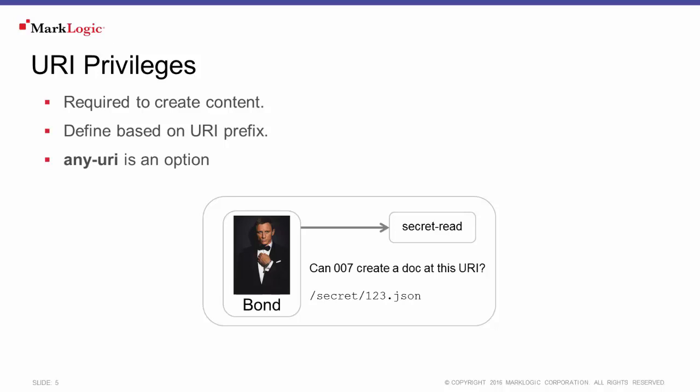Now, this concept of URI privileges can be applied across different industries. For example, in financial services, you may have different roles for someone like a trader as opposed to an analyst. And you can set each of them up and enable them to be masters of their specific domain within the same database. And in a scenario where someone should have the ability to create any document in the database, you can simply give them a role with the any URI privilege. Let's take a look at URI privileges in action.